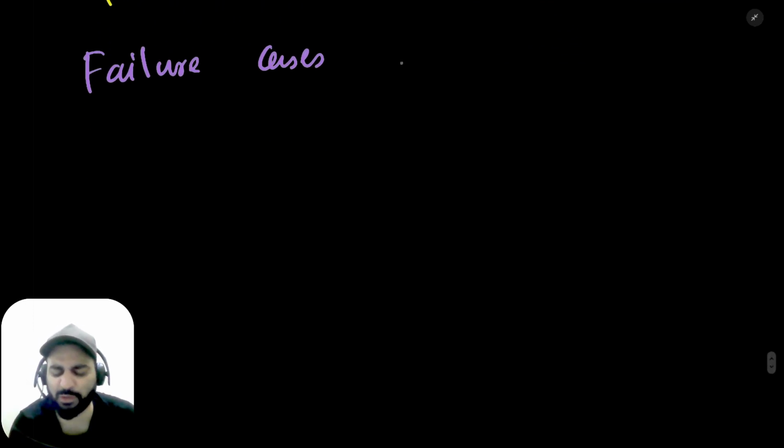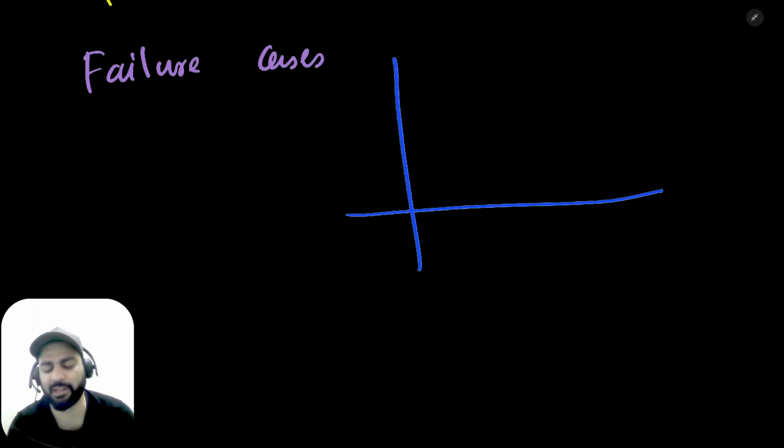There are a lot of failure cases. I want to just show two or three maybe. So what is the first failure case? Let's suppose something is random. So there are these data points like this.